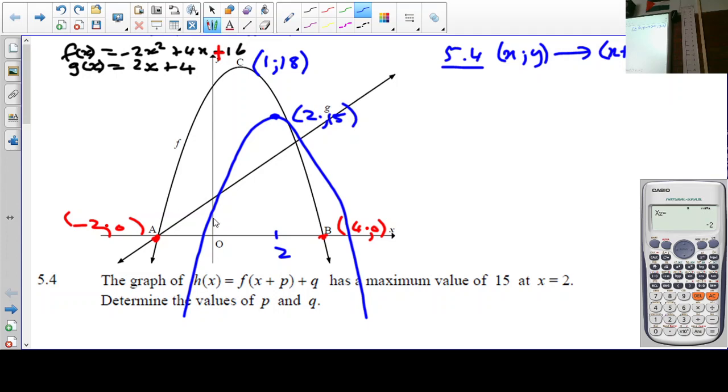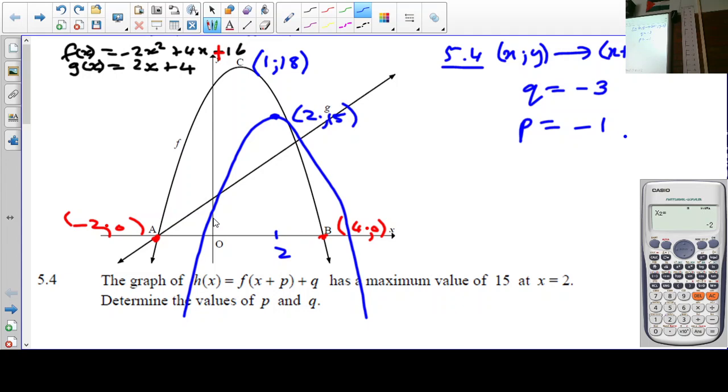What happens to this graph? Shifting down by how many units? 3 units. So q is equal to minus 3. p: this graph is moving 1 unit to the right. So what must I say? Minus 1. Right? Well done. So q is minus 3 and p is negative 1.